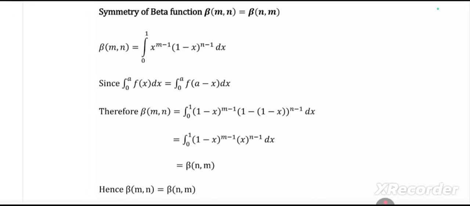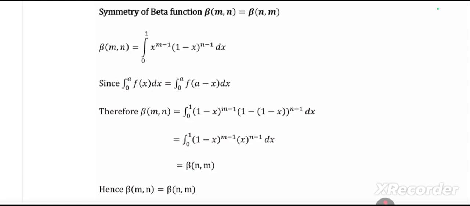Now let us see the symmetry of beta function. That is, beta of m comma n is equal to beta of n comma m. We know the formula for beta of m comma n is equal to the integral from 0 to 1 of x power m minus 1 into (1 minus x) whole power n minus 1 into dx. Since the integral from 0 to a of f of x dx is equal to the integral from 0 to a of f of (a minus x) dx, this is one of the properties of the integral. We can make use of this property here.